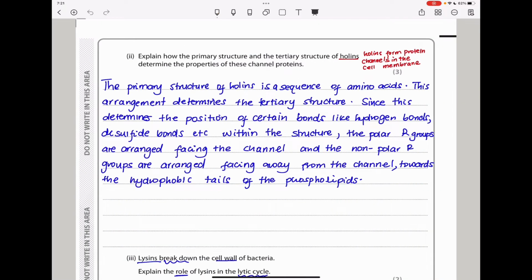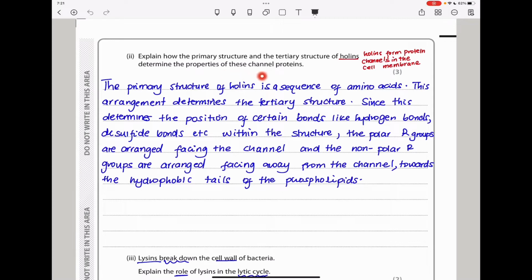Here they say, explain how the primary structure and the tertiary structure of holins, remember these are proteins, determine the properties of these channel proteins. So everybody knows the primary structure is a sequence of amino acids. They can be arranged in any order depending on the information in the DNA. So I say this arrangement determines the tertiary structure.